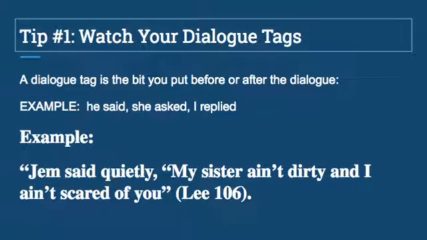So tip number 1 is watch your dialogue tags. A dialogue tag is the bit that you put before or after the dialogue. So the examples are he said, she asked, I replied. I actually took an example from To Kill a Mockingbird. Jem said quietly, "My sister ain't dirty, I ain't scared of you." Dialogue tags really should add to the voice and give the reader a sense of how that character speaks.